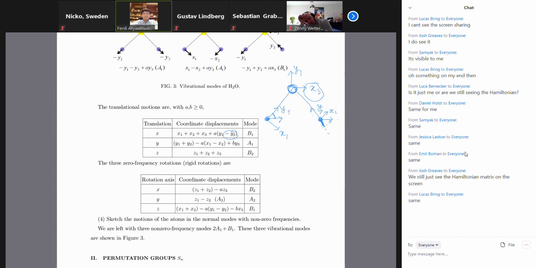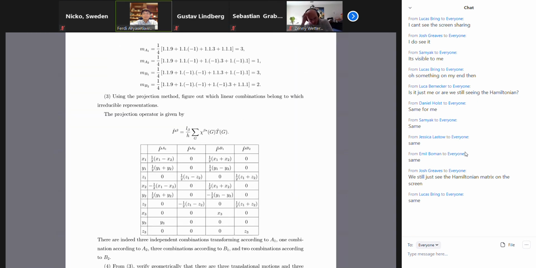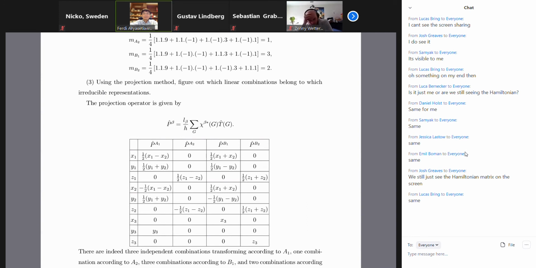And if you look at the table that we generated for the projections of the basis functions on the different representations, we see that these particular combinations of functions belong to B1. So let's have a look at that one. Let me erase that. So you see that we have x1, x2, x3, and then y1 minus y2.